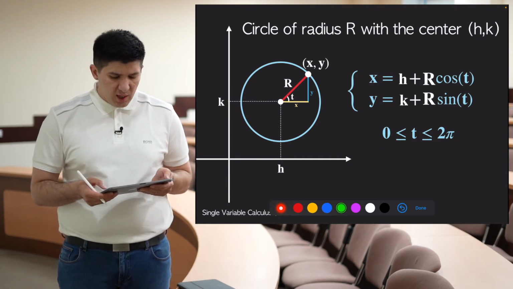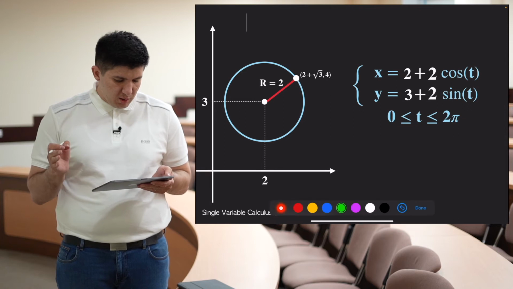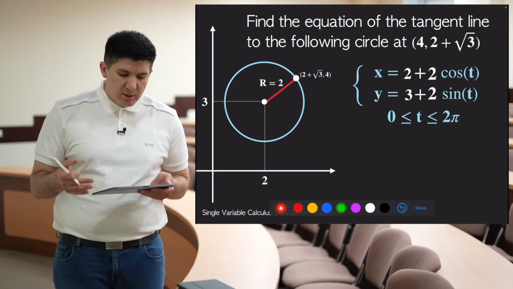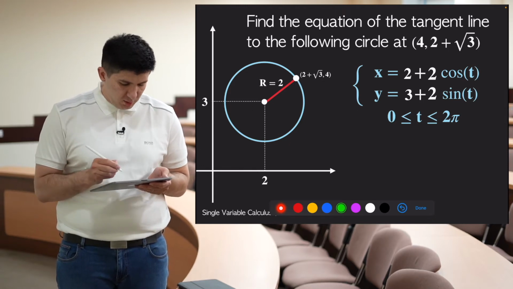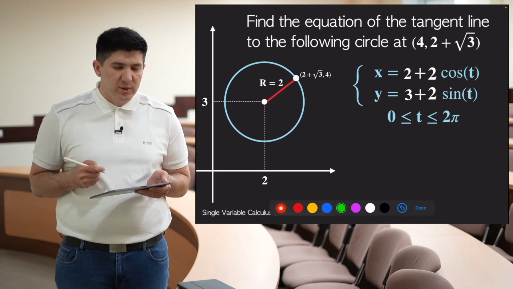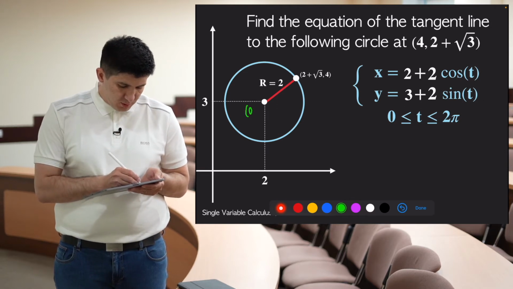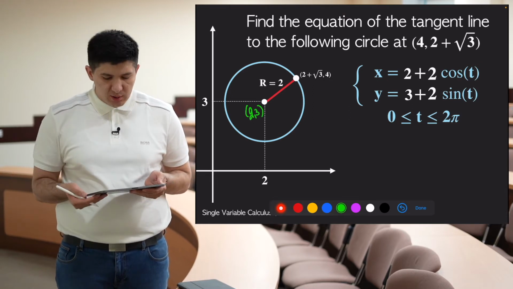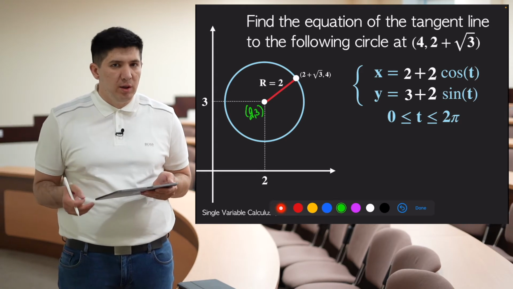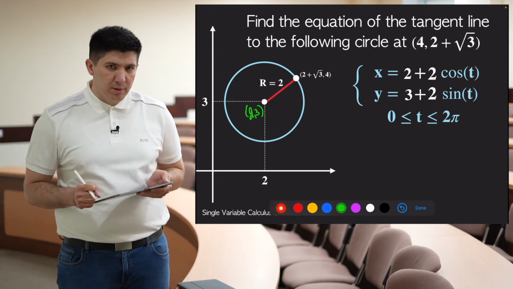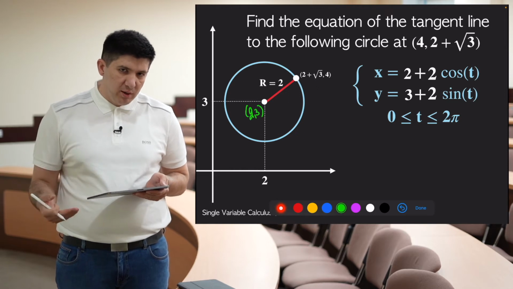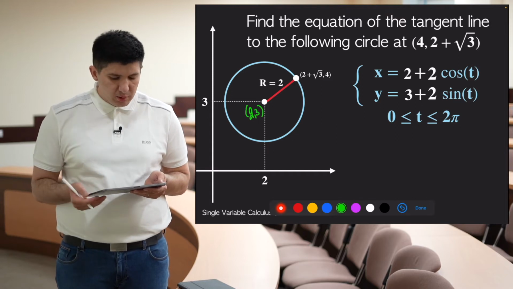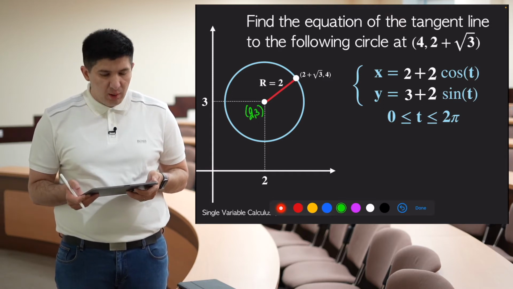For example, let's say now you are given the equation with the center at the point 2 and 3. So this is the coordinates of the center, 2 and 3, and the radius is equal to 2. You can just substitute everything into the general equation to find the particular equation of this circle. What I would like to find is the equation of the tangent line to the circle at this point, 2 plus square root of 3 and 4.